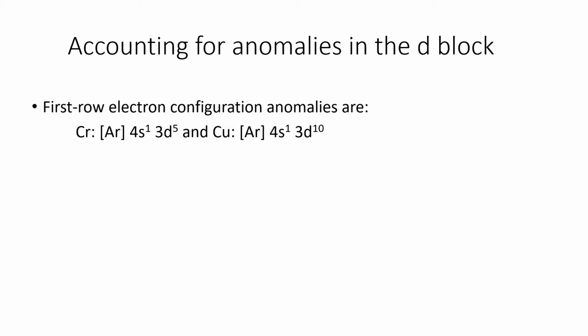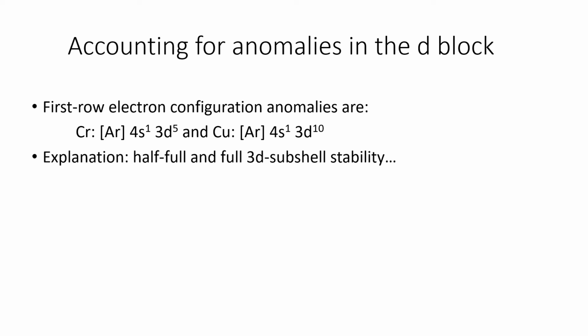Just to remind you, here are the anomalies that we have to take into account: chromium and copper have just one 4s electron to get either a half full or a completely full 3d subshell. We came up with an explanation, talking about half full and totally full subshell stability, which you can rationalize in terms of pairs of parallel electrons. We looked at this at the end of last time.